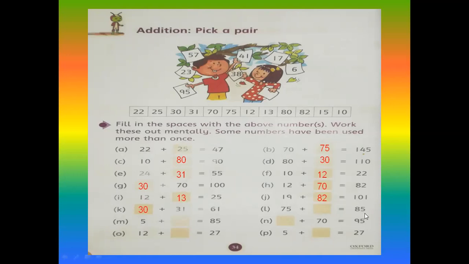75 plus dash is equal to 85. It means the given number is big and the answer is also big. It means the second number will be small. So look, first you focus on the answer. The first digit of the answer is 5 and also the first digit of the given number is 5. It means the second number's first digit should be 0. Which small number has 0? This is 10. Okay, so 10 will come here. We have 75 plus 10 is equal to 85.